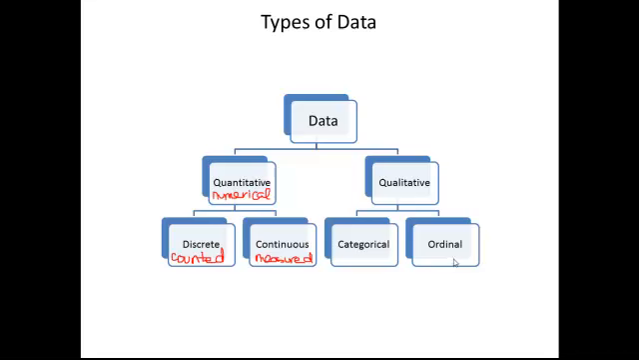So when you see surveys and the questions ask you to circle something like strongly agree, agree, disagree, strongly disagree, that's qualitative data, but it's ordinal. There's an order to it.